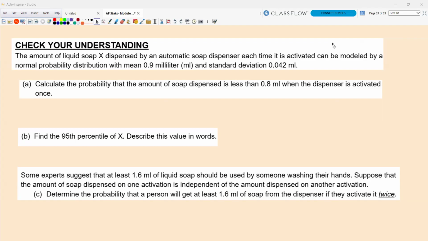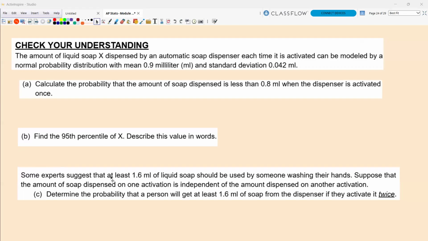So the question for check your understanding: the amount of liquid soap X dispensed by an automatic soap dispenser each time it is activated can be modeled by a normal probability distribution with a mean of 0.9 milliliters and a standard deviation of 0.042 milliliters. Part A, calculate the probability that the amount of soap dispensed is less than 0.8 milliliter when the dispenser is activated once. Part B, find the 95th percentile of X. Describe this value in words.